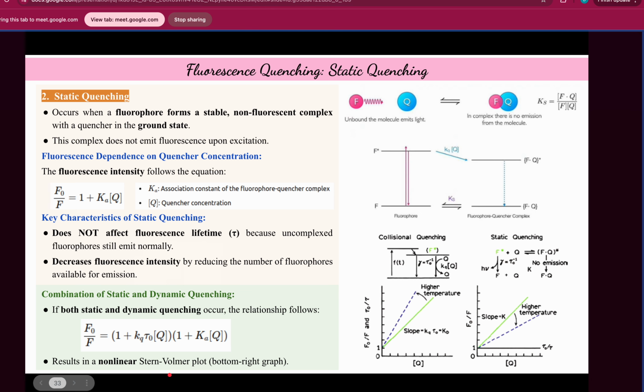So it results in a non-linear Stern-Volmer plot. This is the Stern-Volmer plot. In this, tau naught by tau remains constant in static quenching, whereas in collisional quenching the slope is given by KQ tau 0. At high temperature it moves in the upward direction, whereas in static quenching the slope is decreasing, moving downward. So this is the difference between collisional quenching and static quenching, which only happens if a quencher is present.